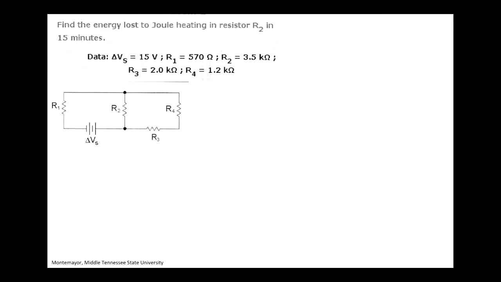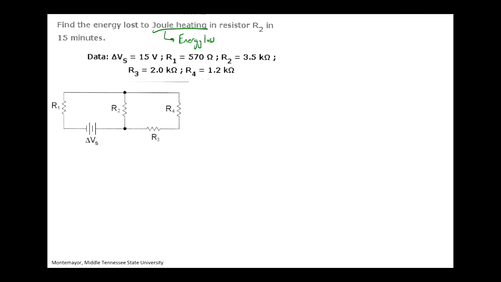So in this problem, it asks how much energy is lost due to joule heating, which is a term we haven't used, in resistor R2 over a period of 15 minutes. You can simply think of this as basically an energy loss. As the current passes through the resistor, the collisions and such in there are going to heat the resistor up and some energy is going to go away. That's what we're trying to find.